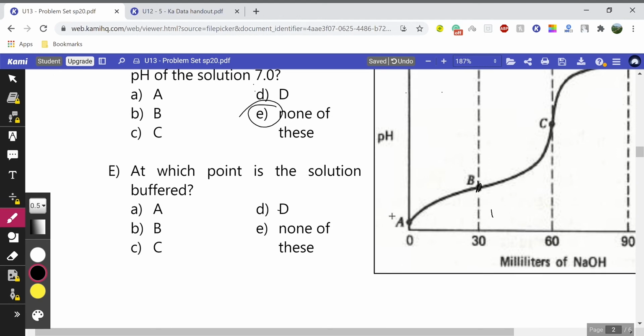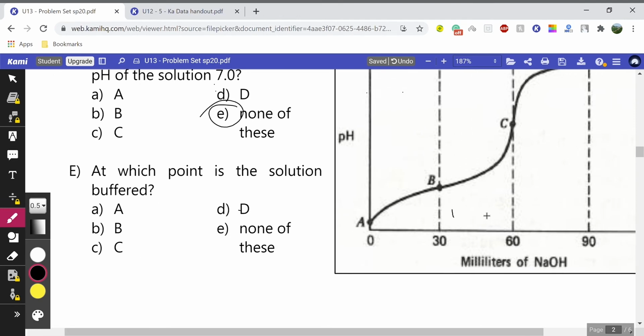At what point is the solution buffered? So for this one, anything past this line will be considered buffered. So remember, this flat part is considered a buffer solution. So anything past this will be considered buffered, and our answer choice will be B. Anything past this line will be buffered.